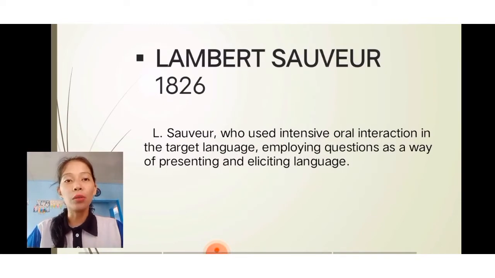Lambert Sauveur used intensive oral interaction in the target language, employing questions as a way of presenting and eliciting language.